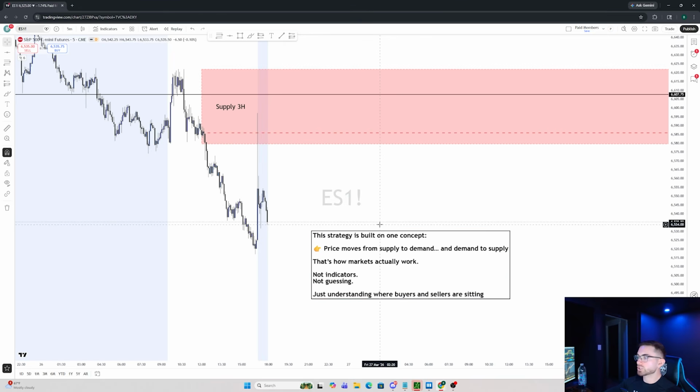Now, this strategy is built on one concept. And that concept is that price moves from supply to demand and from demand to supply. That's how markets actually work.